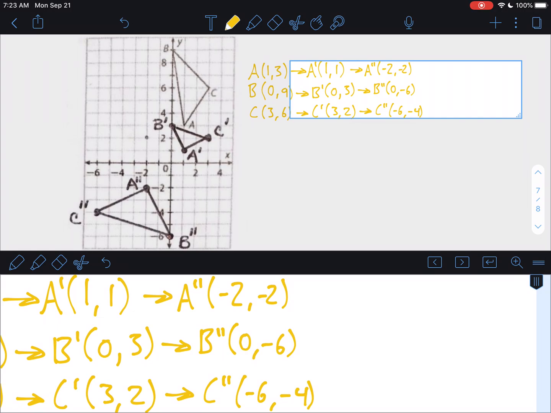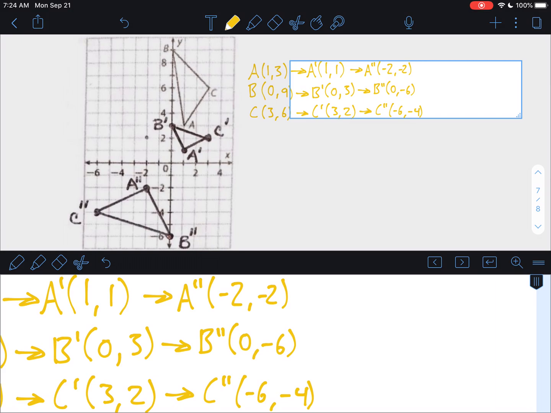So what's happening is every single value here is being multiplied by 2. Well, not just 2, negative 2. Because 1 times negative 2 is negative 2, 0 times negative 2 is 0, 3 times negative 2 is negative 6, and 2 times negative 2 is negative 4. So that accounts for all the coordinates here, and everything has been multiplied by negative 2.